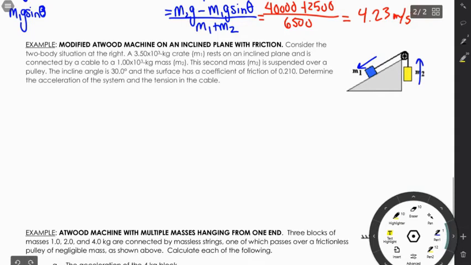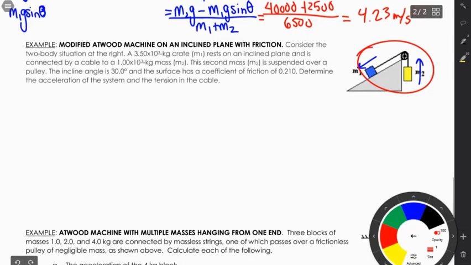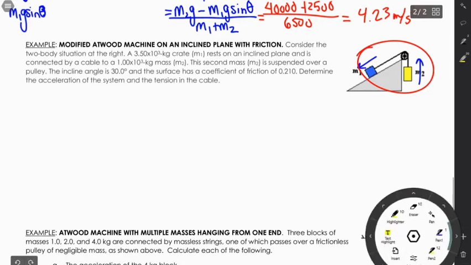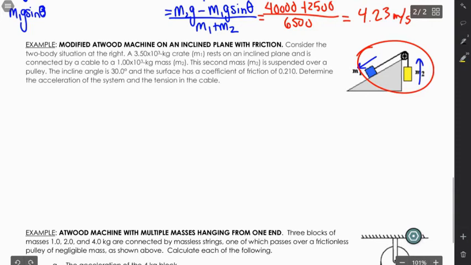So here's what happens. If I look at my system, what forces do we have acting? Well, we've got FG1X, which wants to pull it down the incline. And you have two forces trying to bring it up the incline. You have FG2, and I'll draw it down here with it, but it's actually right here. But you also have the friction.